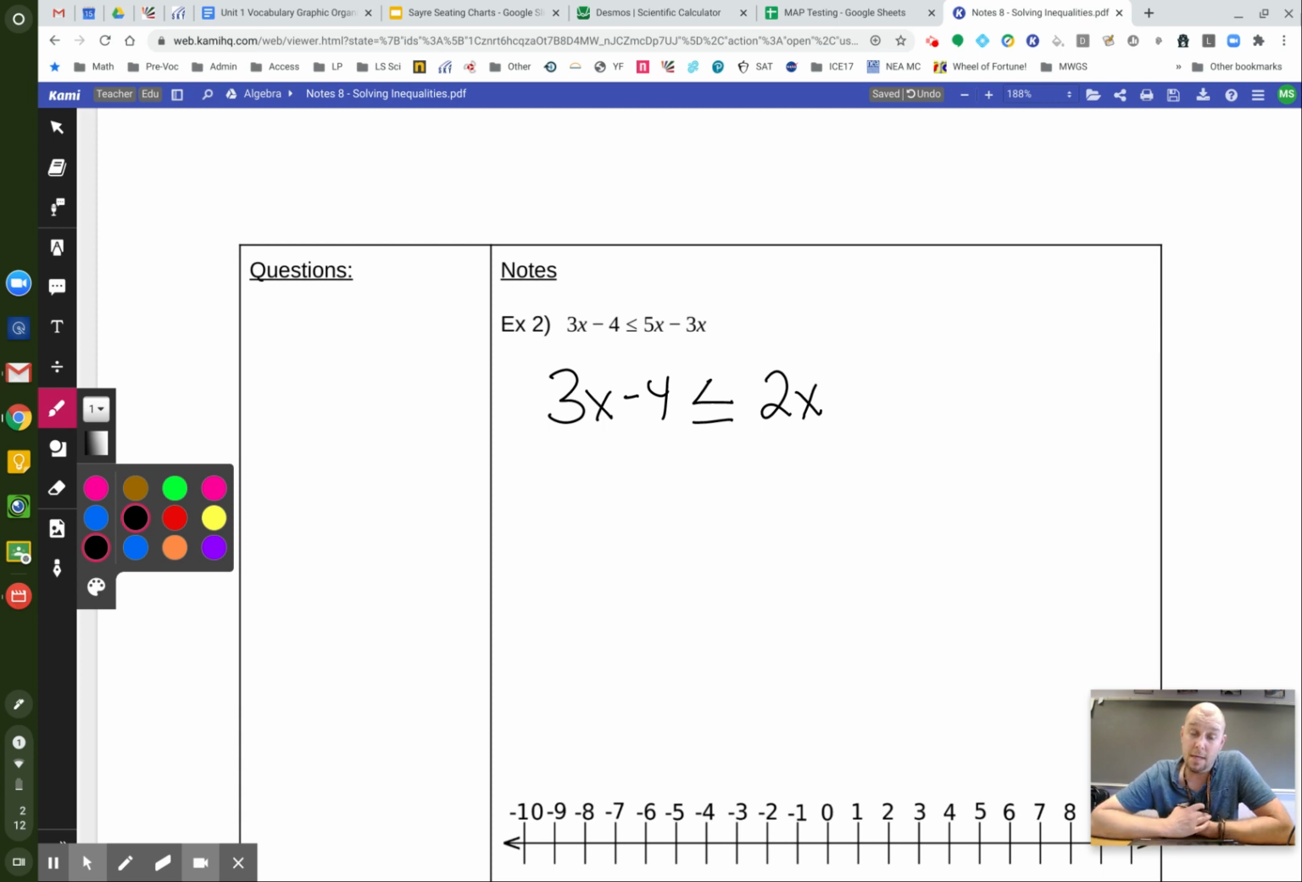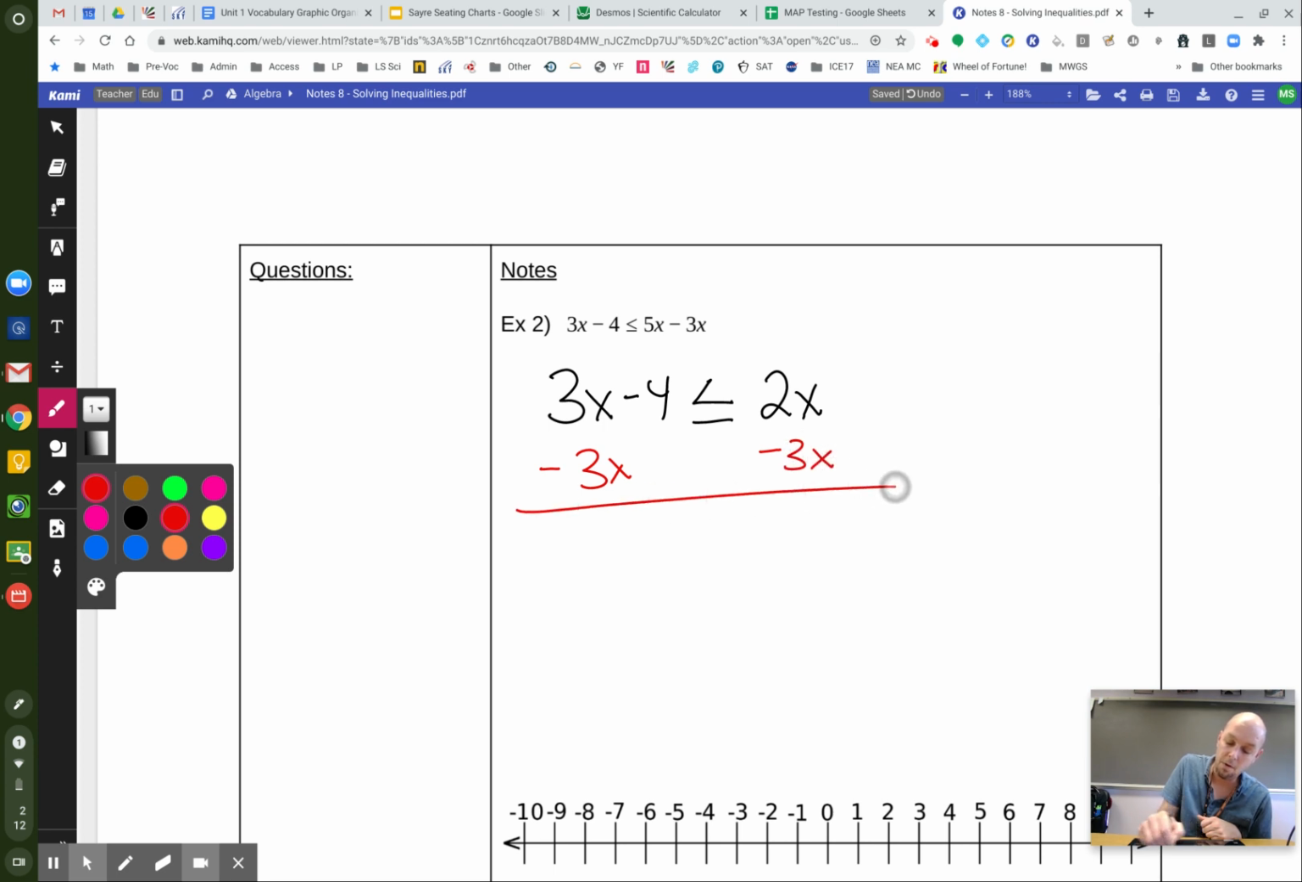Okay, second step in solving equations is to get all of your x's on one side and all of your numbers on the other. I have all my numbers on the left side, but there's a variable over there. So I'm going to take that variable and move it over. I'm going to do minus 3x on both sides, and I'm going to be left with negative 4 is less than or equal to negative x.